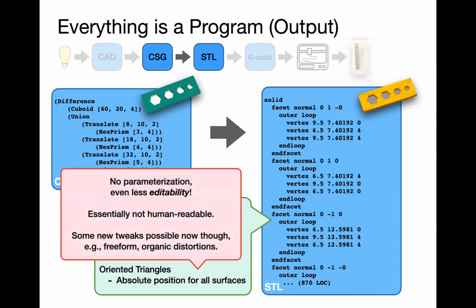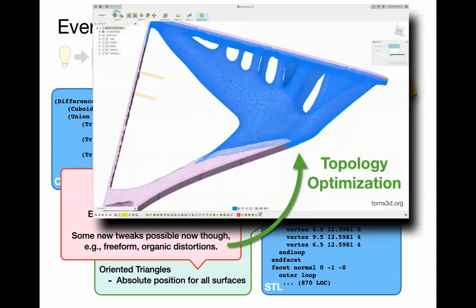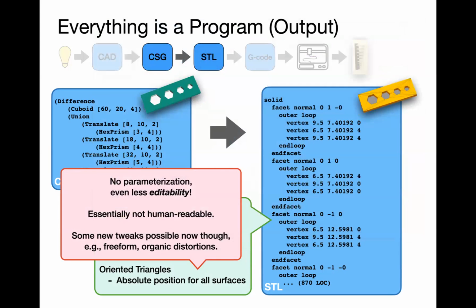Now we have even less editability, right? There's no parameterization. It's basically not human readable. Although there are some tweaks that suddenly become possible once we're at this mesh level, right? Everything's been made fully precise. And so some analyses and optimizations are actually easier here because everything's been made completely geometric. One of the classic examples of this is topology optimization. If I want to bring finite elements to bear to analyze an object and then optimize it based on some specification, like minimize deflection under a certain load, I want to do that at this level of abstraction.